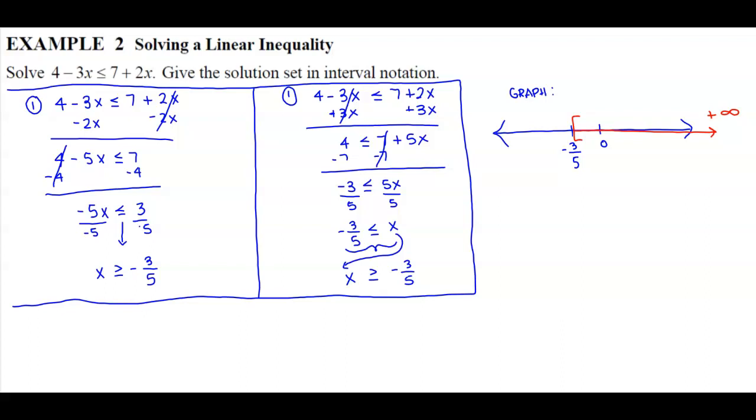So therefore, we would say that the solution in interval notation would be bracket negative 3/5 comma infinity with parenthesis. Now, if we wanted to write this in set builder notation, we would have braces, and it would be x such that x is greater than or equal to negative 3/5.